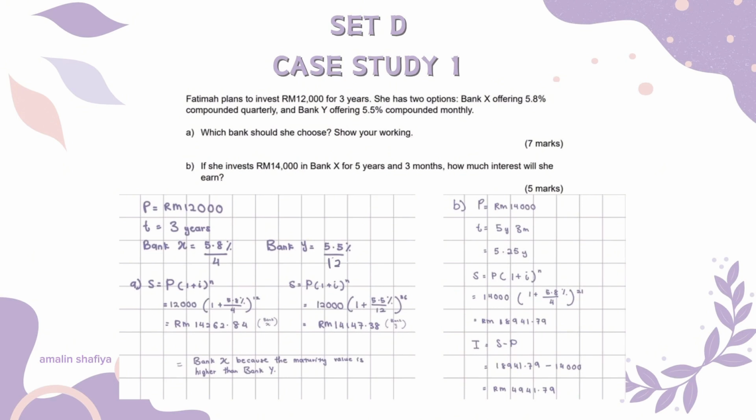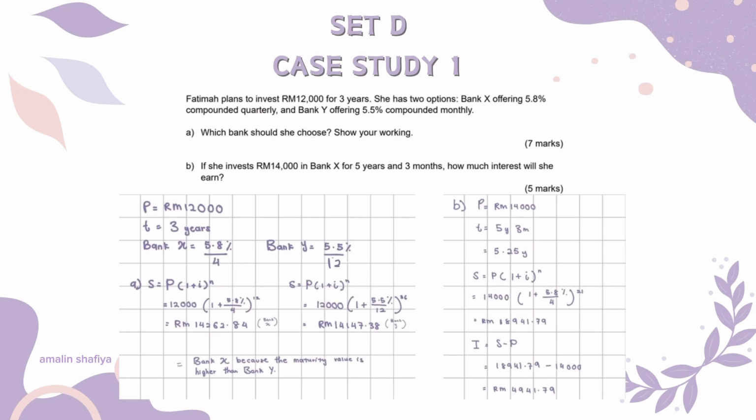And you will also have to find the n. n is 5.25 years times 4. So you will get 21. Now, put it all in the equation and you will get 14,147 ringgit and 79 cents. Then, to find the interest, you would just have to do subtraction by S minus P.